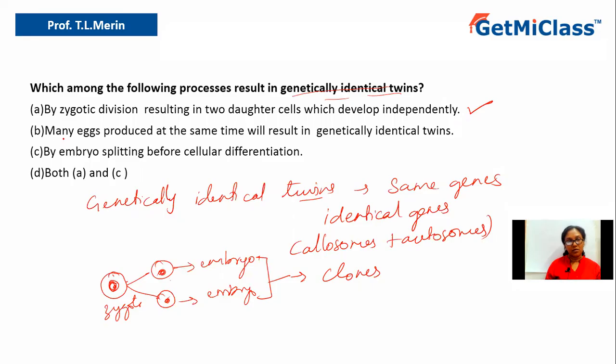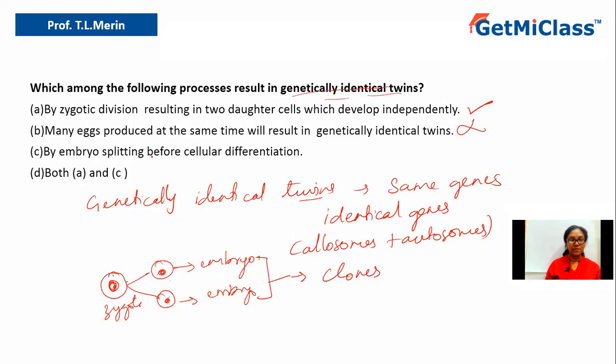Now let us look at option B. Option B says many eggs produced at the same time will result in genetically identical twins. First of all, many eggs are not released at the same time. Even if they are released, they all have to be fertilized by the same sperm, which is impossible. Hence, option B is totally ruled out. We know that during ovulation, only one ovum is released every cycle. Hence option B is ruled out.